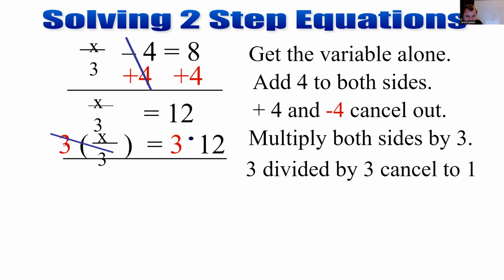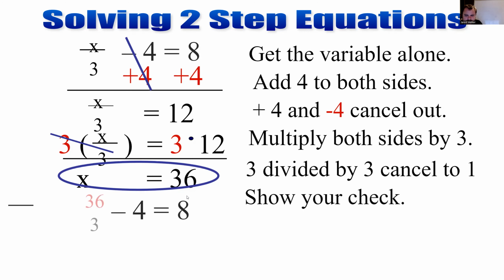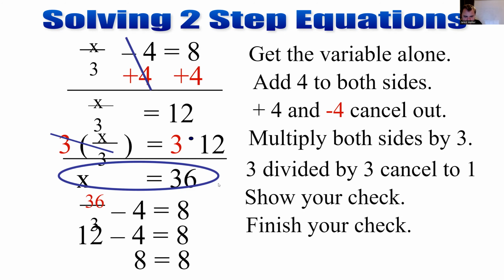But if you multiply the left by 3, you multiply the right by 3. And so all that's left over here on the left will be an x. And then that'll equal, you get 3 times 12, and so that'll equal 36. So x comes out to 36. Check your work, take the 36, plug it back in, 36 over 3. That will give you 12, and then 12 minus 4 gives you 8. So it all works out, and we did it right.